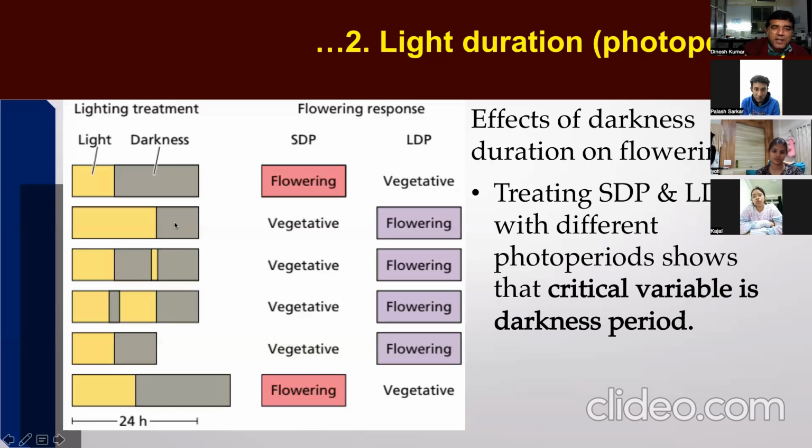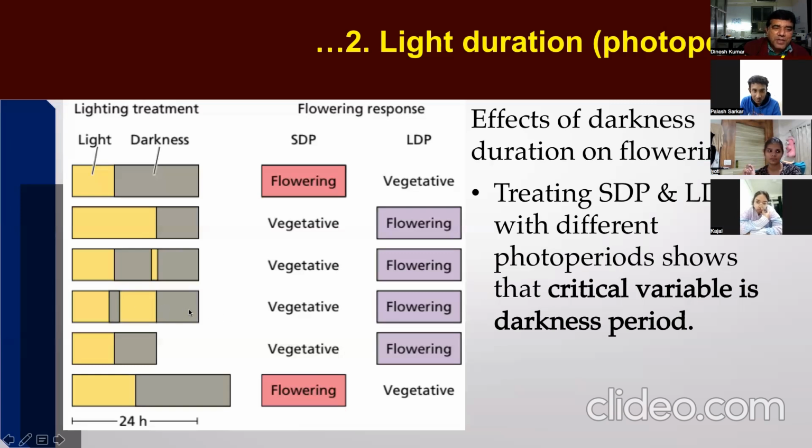But see the second case. If the darkness period is very small, SDP will not flower. But long day plants don't mind the darkness period. They need a very small dark period. Third case, you see darkness was there enough for a longer time. But you have given a flash of light during the darkness period. So SDP mind it. Short day plants will not flower because they want longer nights, a continuous dark period. But LDP, they don't mind. They will flower even in it because they need a shorter period of darkness.